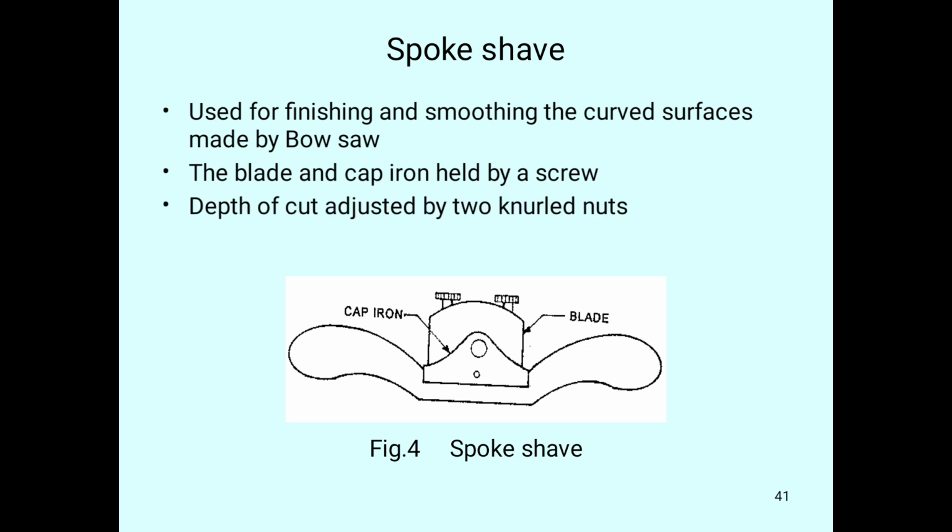Next, the depth of cut is adjusted by two knurled nuts. We can observe here we have two screw nuts. What is the use of those nuts? Whenever you want to make depth of cuts, by using these two knurled nuts we can adjust the blade so that we can make deeper cuts. Next, here we have two handles for holding, one on each side.